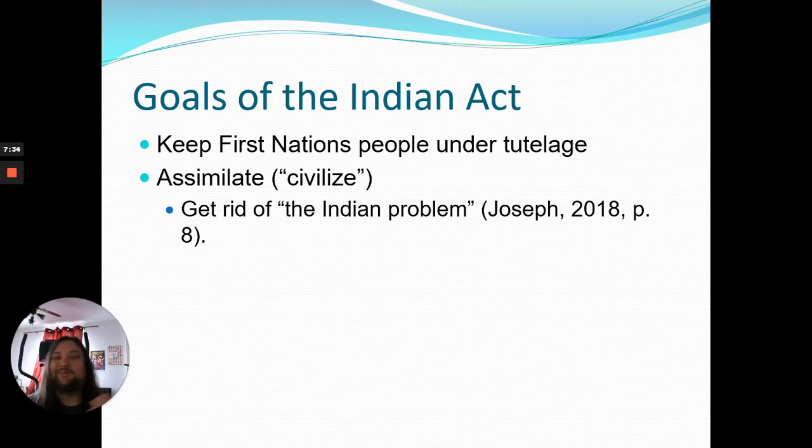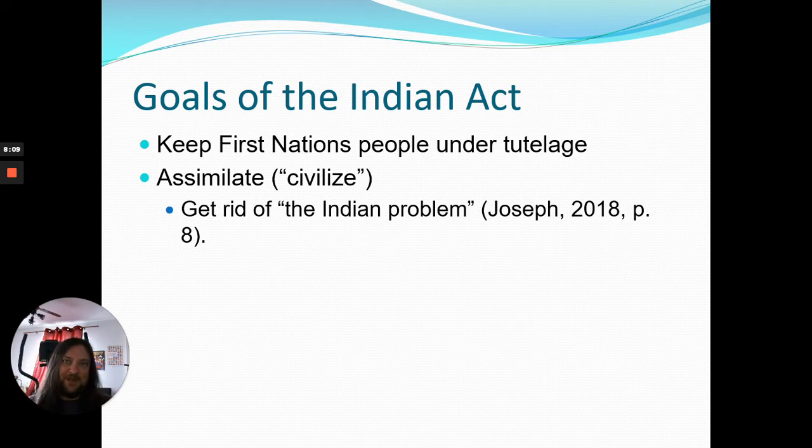Also, the goal, they didn't come out and necessarily say it in this word, but they wanted to assimilate them. The word they would use was civilize, right? Because again, the thinking at the time was that the ways in which First Nations and other indigenous people lived, that was uncivilized. It wasn't according to European-based standards of living. Right? So they saw them as primitive, needing the mighty white man to come in and elevate them by civilizing them.